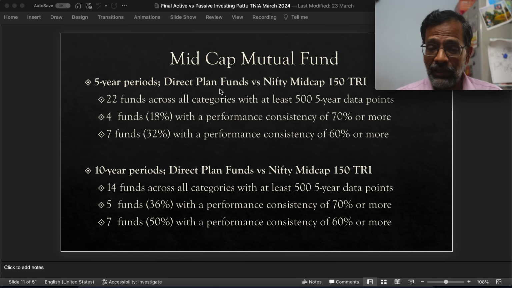That is for mid cap. With respect to mid cap, many people say, oh, the fund manager can easily create alpha. They can easily beat the market in the mid cap segment and small cap segment and so on. That's not true for the mid cap segment.